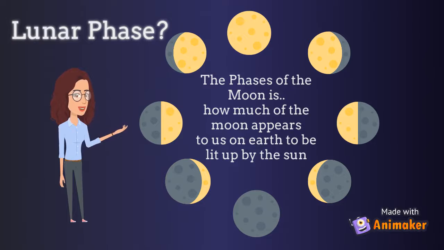The moon itself doesn't emit any light like the sun. What we see when we see the moon is sunlight being reflected off of the moon. The phases of the moon is how much of the moon appears to us on Earth that is lit up by the sun. As the moon orbits the Earth for a total of 1 month, we see the phases of the moon that are being lit up by the sun. These are called lunar phases.